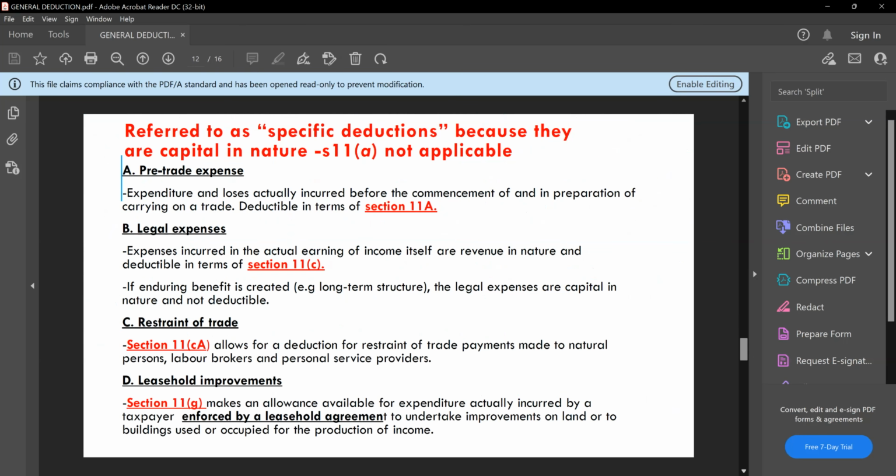Now, I want us to take a look at specific deductions. I've just touched on a few of them. Specific deductions or special deductions are referred to as specific or special because they are deductions of a capital nature, and therefore Section 11A would not be applicable to them.